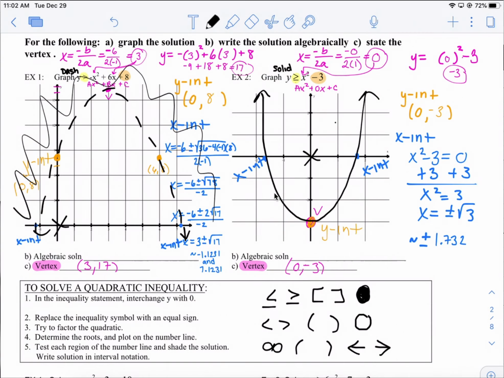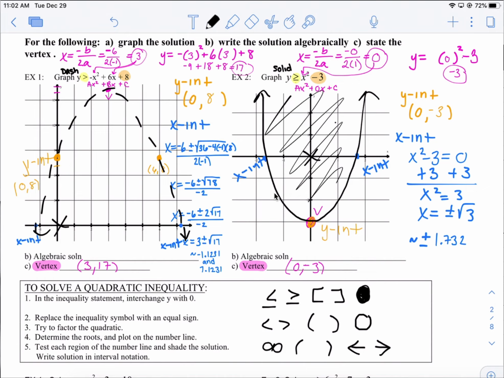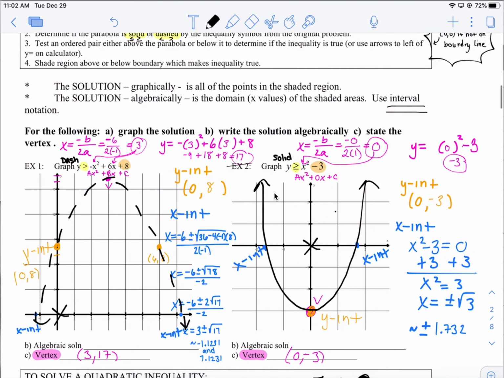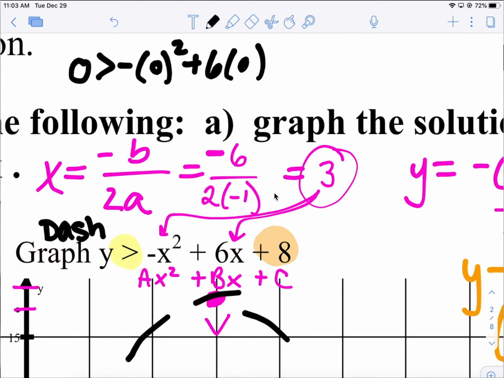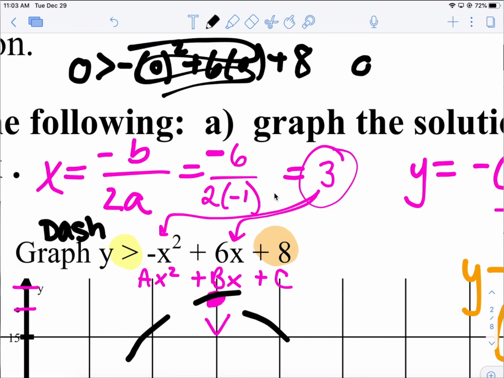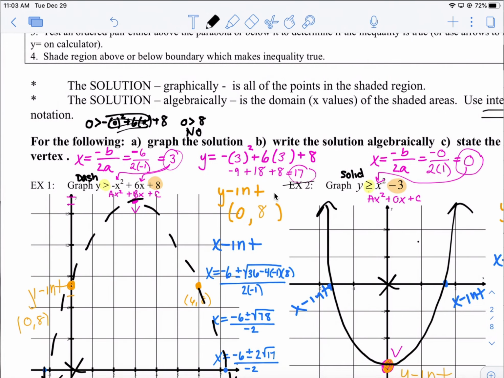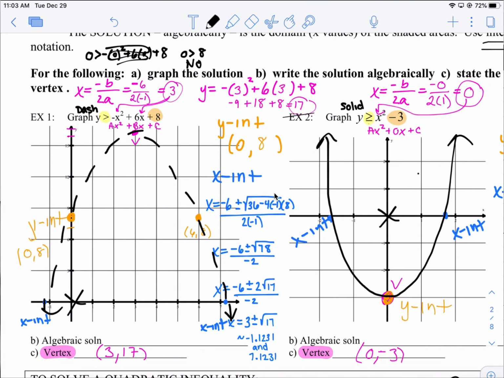Okay? Same thing on the other one. If it comes out true, I shade inside where 0, 0 is. If it's false, I shade outside. Okay? All right, let's do that real quick. So if I come up here and I take this equation, I'm going to plug in 0 for the y, negative 0 squared plus 6 times 0 plus 8. We all know that this just goes away. So all I'm looking at is 0 greater than 8. No, that's not true. If that point doesn't work, then I don't want to shade where that is.